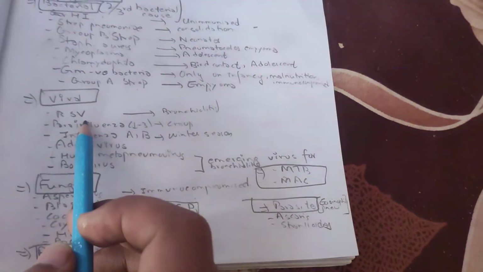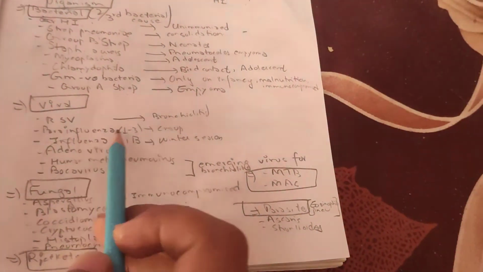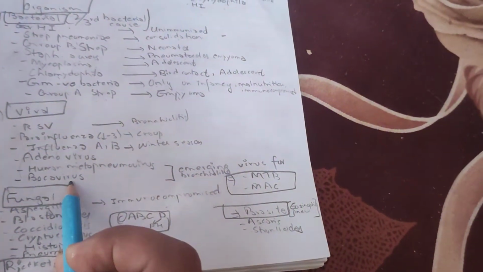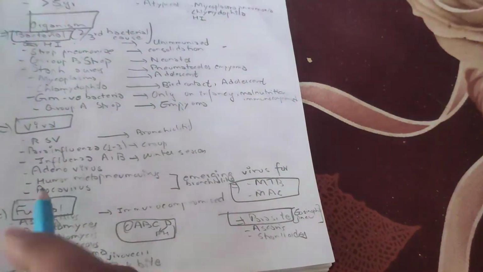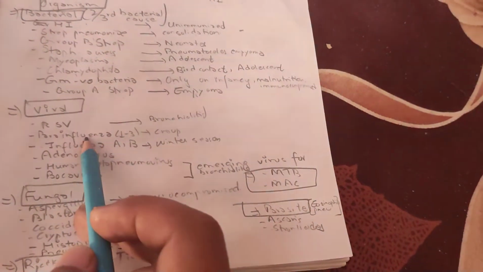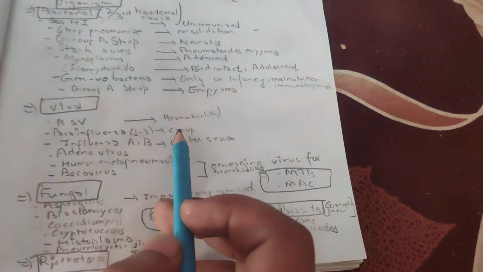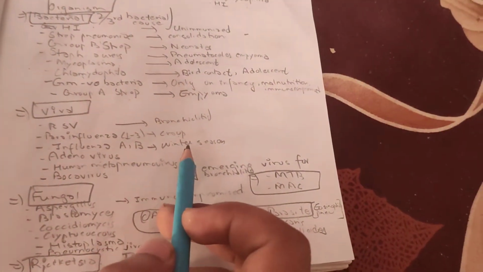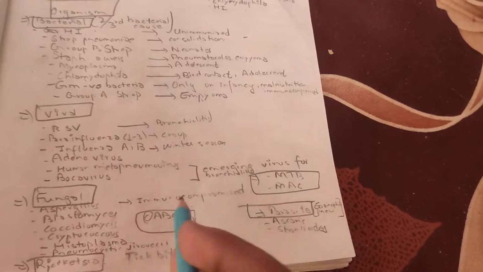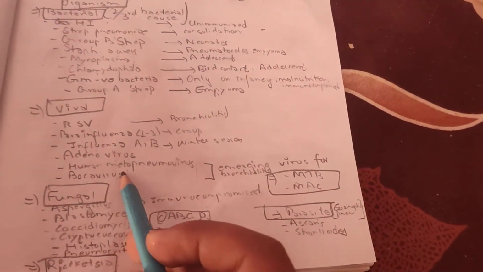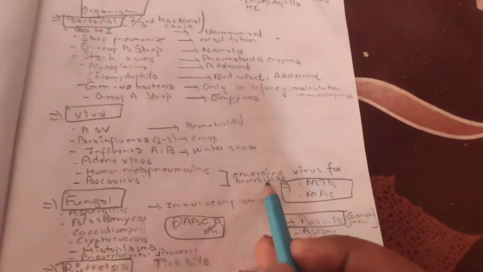Now, looking at the viral causes, we can also draw the names of viral causes from the above age group, like respiratory syncytial virus, parainfluenza virus, influenza, adeno, human metapneumovirus, and bocavirus. The important facts about the viruses are respiratory syncytial virus also causes bronchiolitis. Parainfluenza virus is responsible for croup. Influenza A and B commonly occur in the winter season. Most of the other viral infections also occur in the winter season. Human metapneumovirus and bocavirus also cause pneumonia. It is an emerging virus for bronchiolitis.